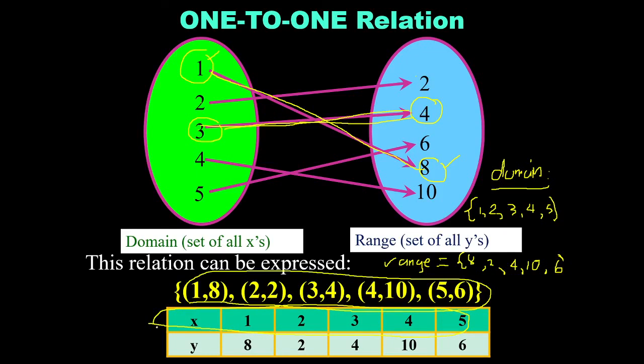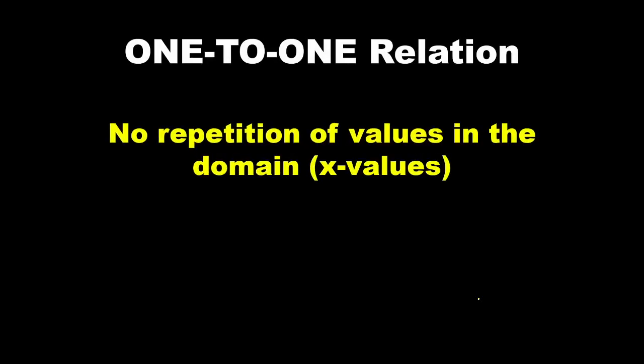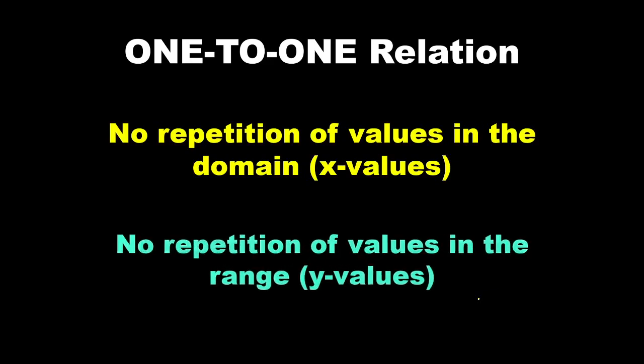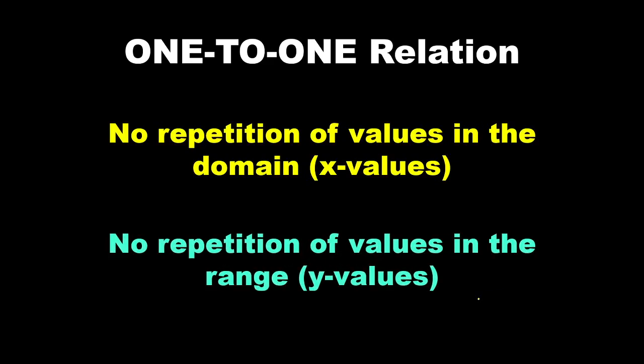So, one property of a one-to-one relation, no repetition in the domain. The range, the second values here. This is the range, 8, 2, 4, 10, and 6. Look at the range. Are there repetition of values in the range? No repetition. So, take note, a one-to-one relation has no repetition of values in the domain, the x values, and no repetition of values in the range. So these are the properties of a one-to-one relation.